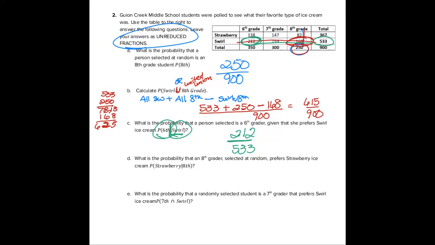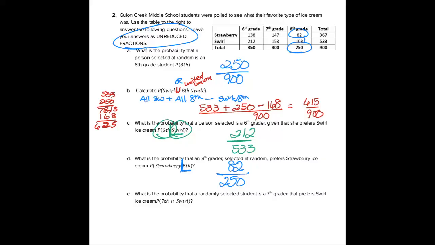What's the probability an 8th grader selected at random prefers strawberry? There's conditional. All 8th graders are now in the denominator because that's conditional. 8th grade, let me erase this. All 8th grade is 250. Of those 250 8th graders, how many like strawberry? 82.